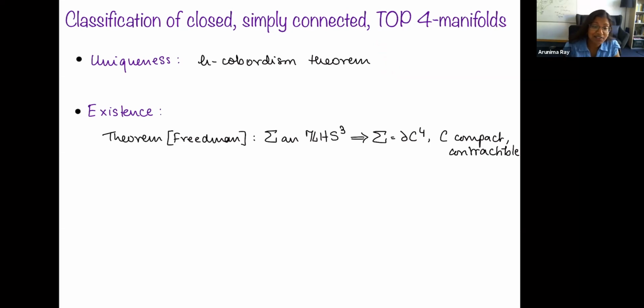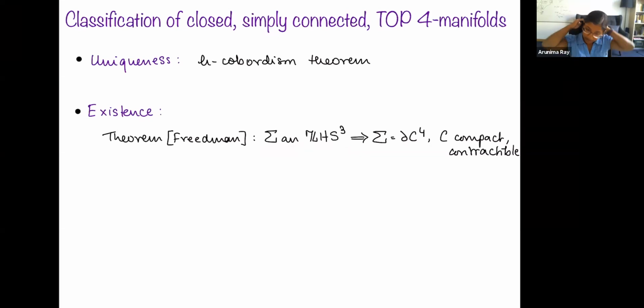And then existence actually came up yesterday. So yesterday I gave you a sketch of a proof of this quite wonderful result of Friedman, that if you have an integer homology three-sphere, then it's the boundary of a compact contractible four manifold. And so this gives a very nice way of constructing topological four manifolds with a given intersection form.